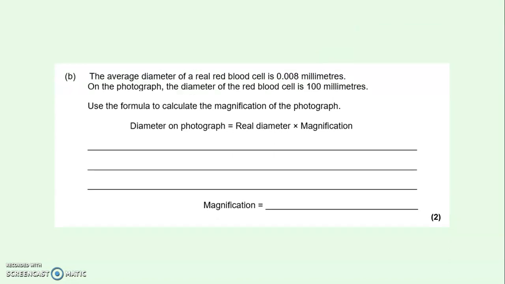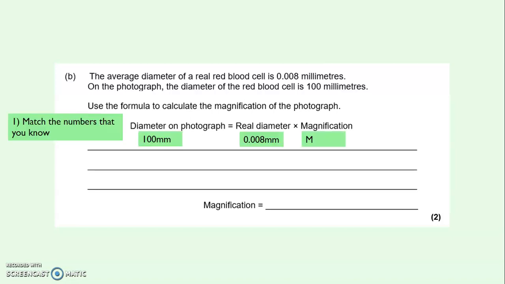So welcome back. Hopefully you've paused, had a go. Just going to show you how I would approach this question and see how our approaches are similar or different. So first thing that you need to do is get the numbers that you already know. So we know that the diameter on the photograph is 100 millimeters. The real diameter is 0.008 millimeters, and we don't know the magnification. Really good practice to move these numbers down from the question because you will get some marks for doing this.